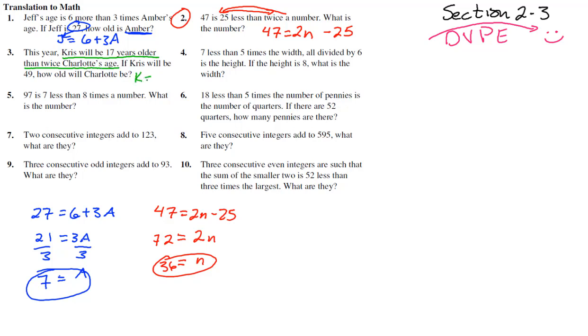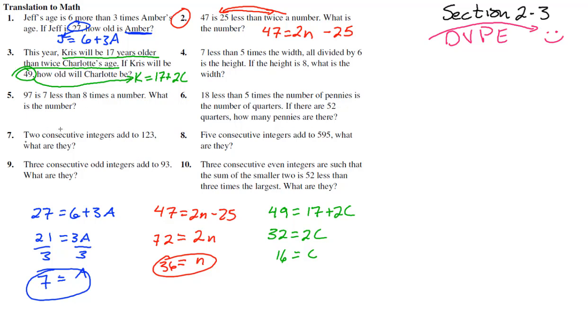So let's write that down. Chris will be, that's an equals, 17 years older than twice Charlotte's age. If Chris is 49, or will be 49, so that goes right in there. All right, let's write that down. We have 49 equals 17 plus 2 times Charlotte. Look at that, happy math land. Subtract 17 and we get 32 equals 2 times Charlotte's age, 2c. Divide by 2 and we get Charlotte is 16. Excellent, excellent. All right, next one.